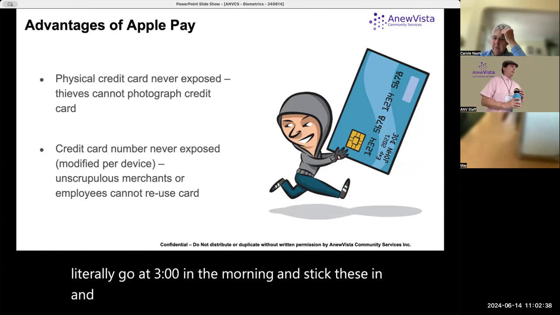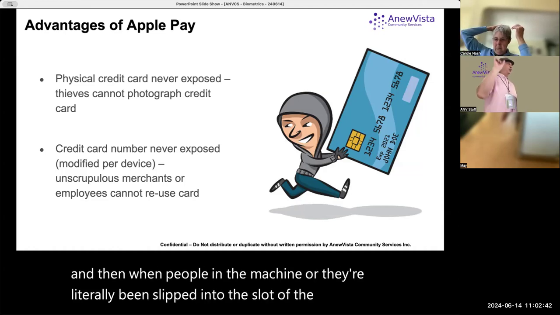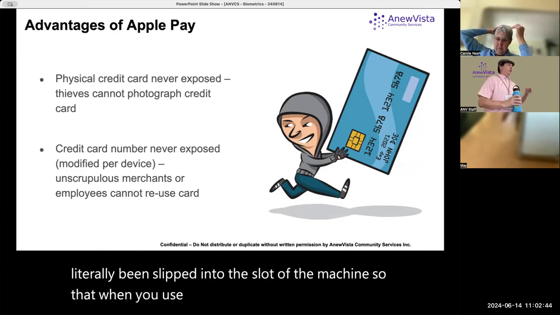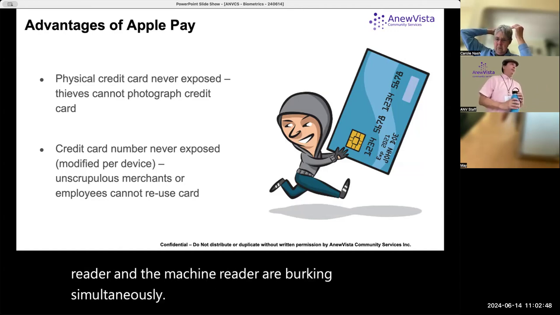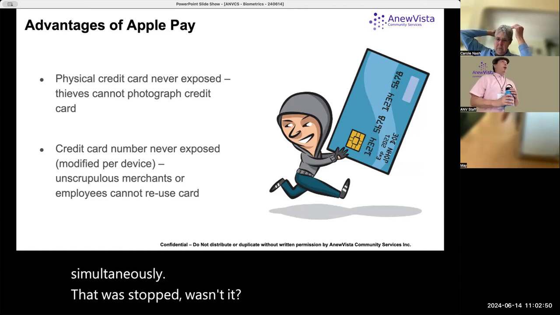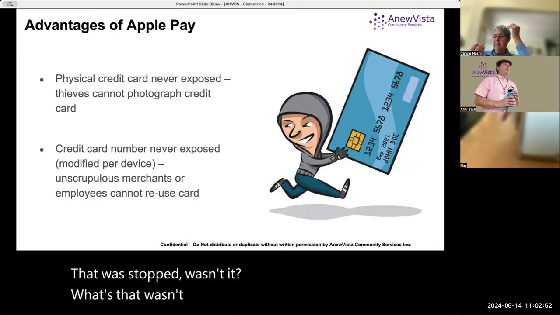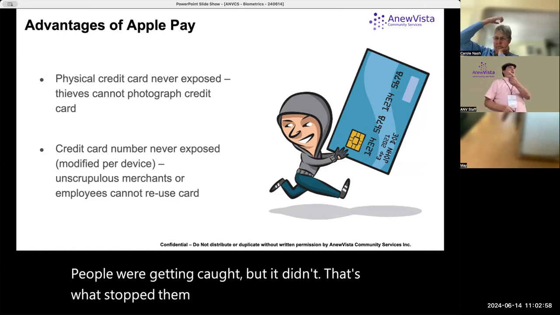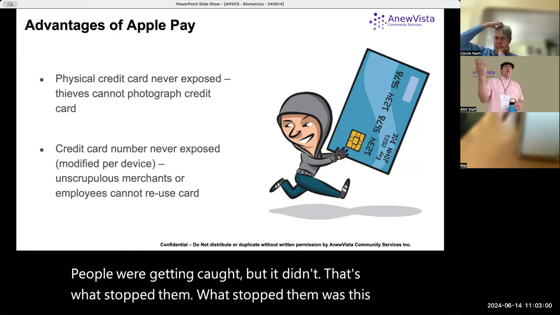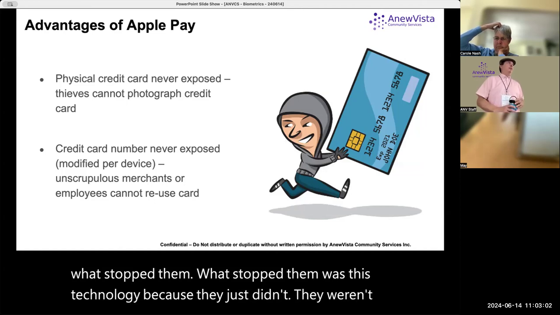You mean they're literally slipped into the slot of the machine, so that when you use it, their reader and the machine reader are working simultaneously? Yeah. Oh, my God. Wasn't that caught and stopped? People were getting caught, but that's not what stopped them. What stopped them was this technology, because they just weren't useful anymore.